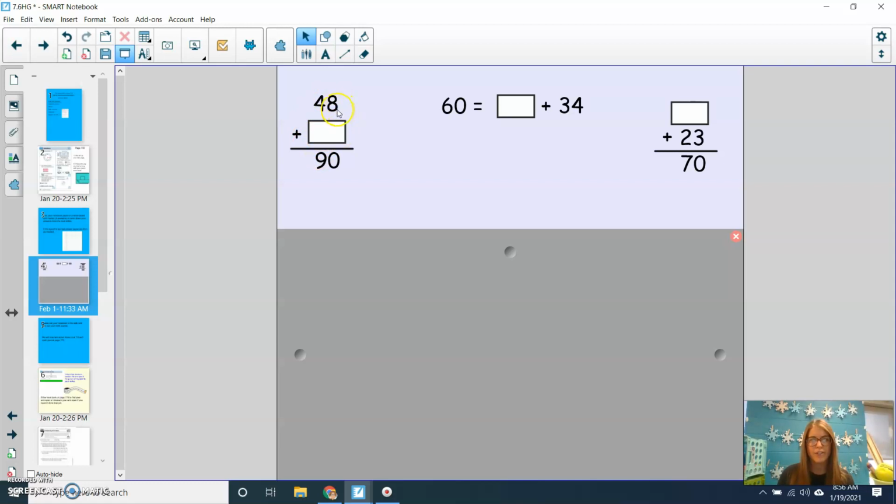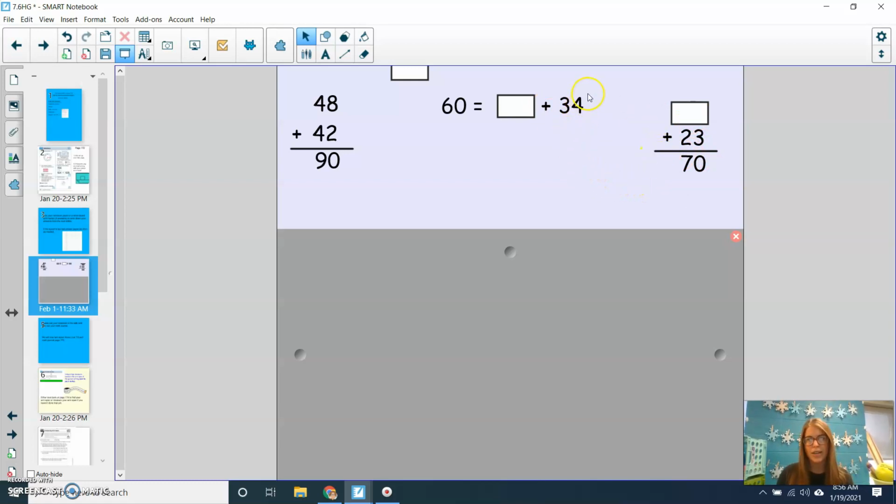All right, second graders, so if I added 2 more, I'd be at 50, and then to go from 50 to 90, it would be 40. So 40 plus 2 would be 42. So you can either think in your head to solve them, or you can write out the problems. But could you now solve 60 equals how much plus 34, and how much plus 23 to get to 70? Press pause and play when you're ready to check.